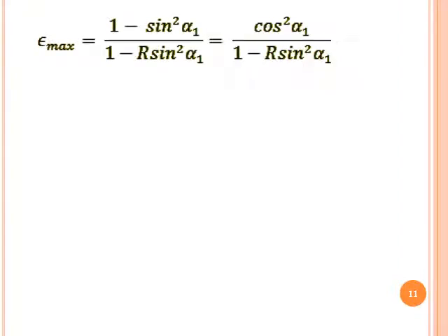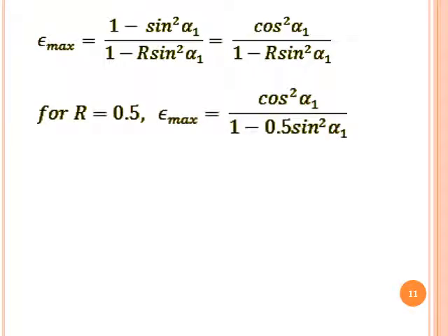By simplification we get the maximum utilization equal to 1 minus sin square alpha 1 in the numerator, over 1 minus R sin square alpha 1 in the denominator. 1 minus sin square alpha 1 is equal to cos square alpha 1. For a 50% reaction turbine, the R value is equal to 0.5. For that reason, the maximum utilization factor for a 50% reaction turbine is given by cos square alpha 1 over 1 minus 0.5 sin square alpha 1.